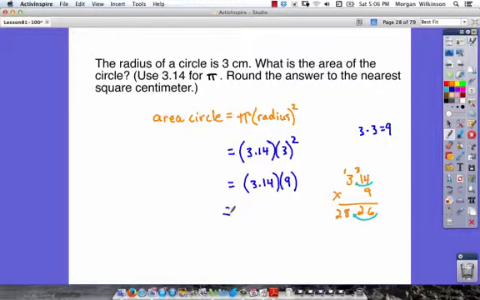The area of the circle is going to be equal to 28.26. And we have square centimeters. So we could write it as centimeters to the second power. This is an equal sign. We could go ahead and box our answer. We've got our label. We found the area of the circle by multiplying pi times the radius squared, and we can move on to our next question.